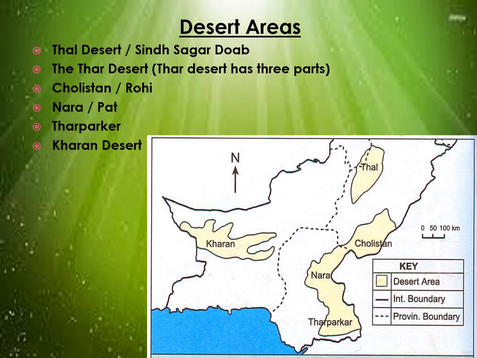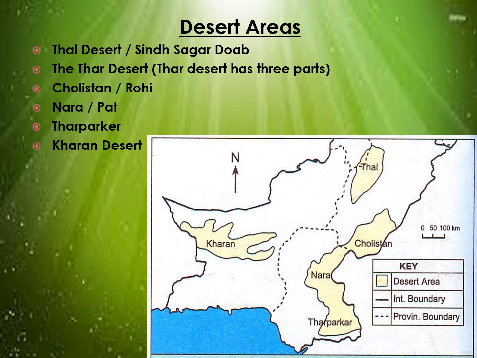So now let's discuss the last topic of the topographical features of Pakistan, its desert areas. A desert is basically a large barren area of land that has very little rainfall or maybe no rainfall at all.